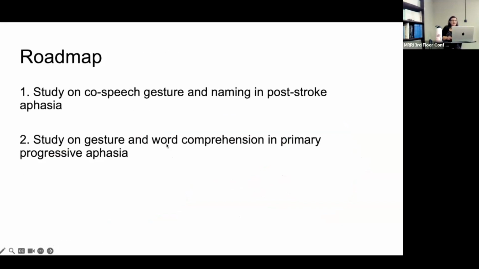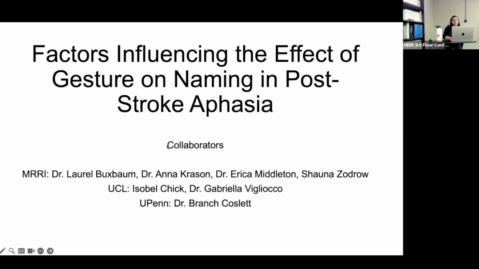So I'm going to begin by discussing an ongoing study about the relationship between co-speech gesture and naming in individuals with post-stroke aphasia. And then I'm going to discuss a newer study inspired by this work that investigates the relationship between gesture and comprehension in primary progressive aphasia. So this first study on post-stroke aphasia I'm conducting in collaboration with many colleagues here at MRI, as well as University College London and University of Pennsylvania.